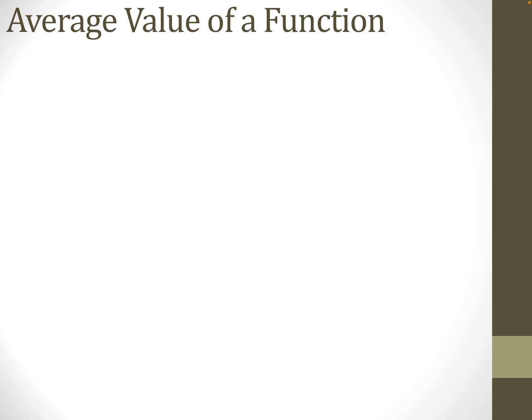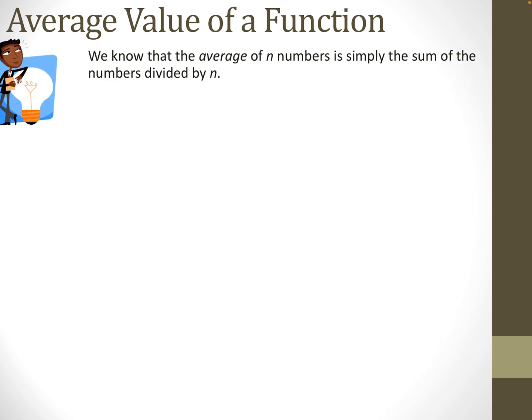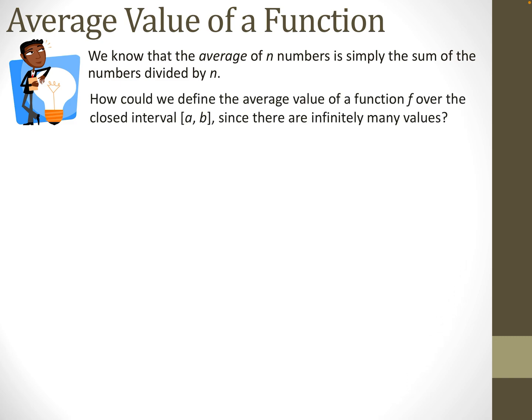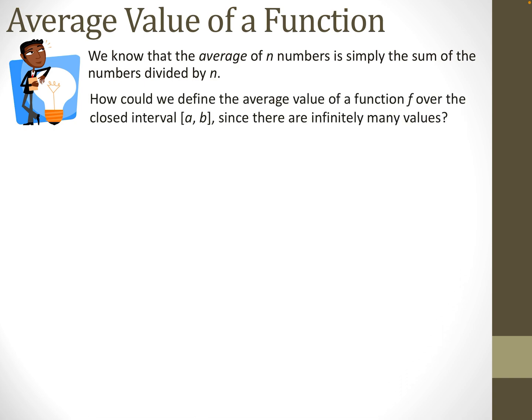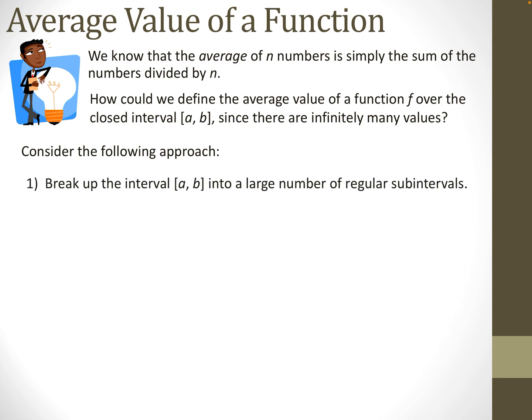Okay, we pick it up at average value of a function. So normally, when we want to do an average of n numbers, we simply add up the numbers and divide by how many there is. So how can we use this to define the average value of a function that would have an infinite number of values? See, a regular function has values at every single x value, so we don't have these individual x values we can use. So consider the following approach.